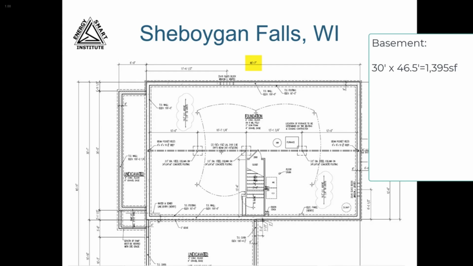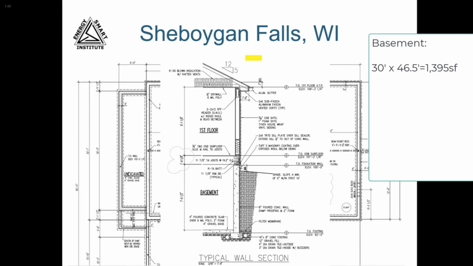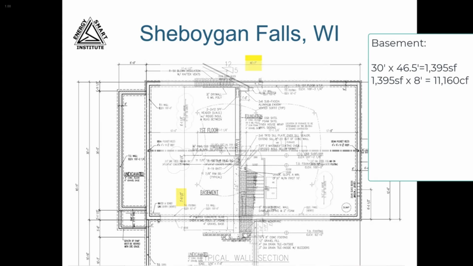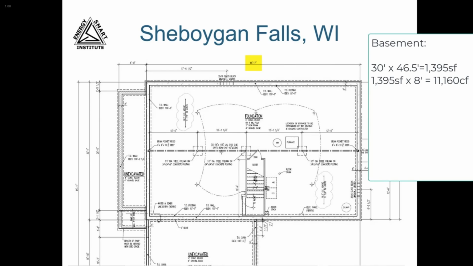To calculate the volume of this level, we need to know the ceiling height. The basement ceiling height is not shown on the elevations, or the foundation plan, where you will sometimes find it. Here on the wall section, though, we can see the finished floor to finished ceiling height of the basement is 7 feet 9.5 inches, and that means for the volume of this level, we're going to multiply our area, 1,395 square feet, by the rounded height of 8 feet, and we get 11,160 cubic feet.